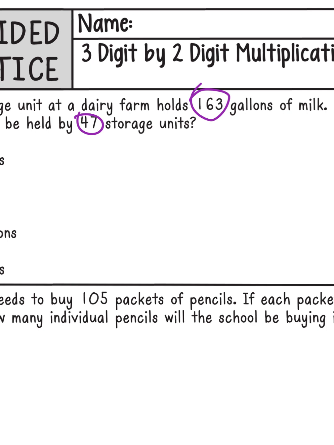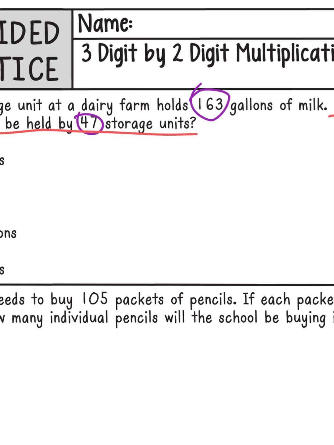Each storage unit at a dairy farm holds 163 gallons of milk. How many gallons of milk can be held by 47 storage units? Okay, so I've already circled my numbers. I'm going to underline my question. If I do, you do. If I circle, you circle. If I underline, you underline. If I box, you box. If I write, you write.